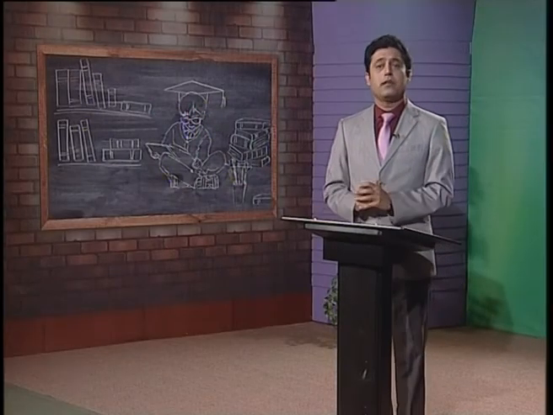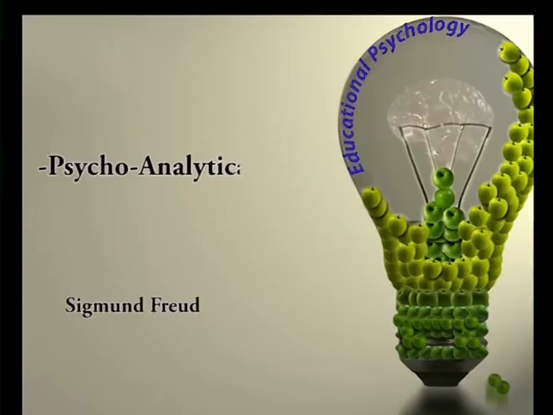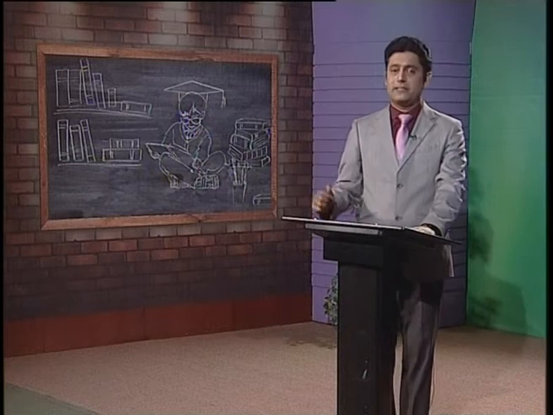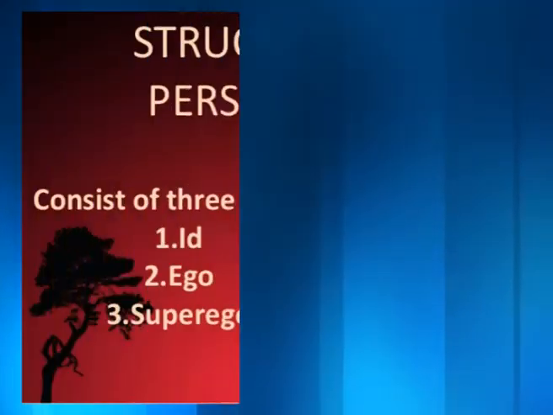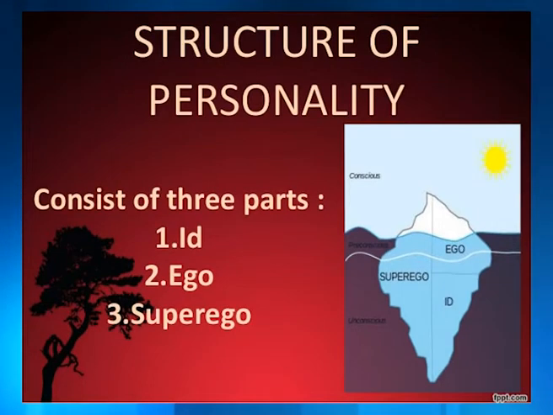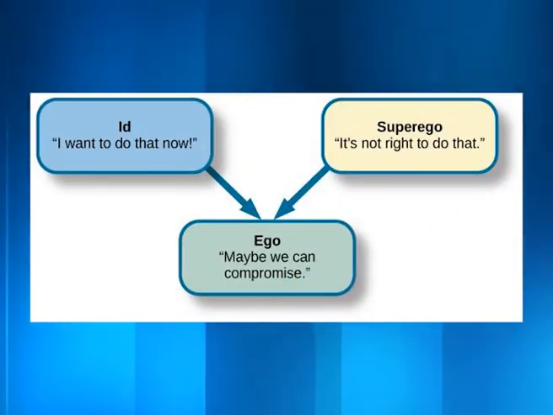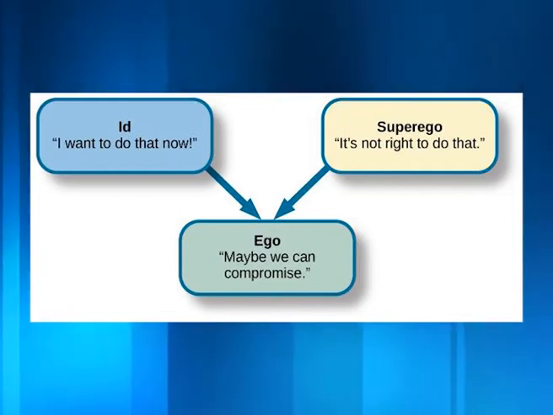Let's talk about psychoanalytic theory of Freud. Sigmund Freud's psychoanalytic theory of personality argues that human behavior is the result of the interaction among three component parts of the mind: the id, ego, and superego. This theory places greater emphasis on the role of unconscious psychological conflicts in shaping behavior and personality.